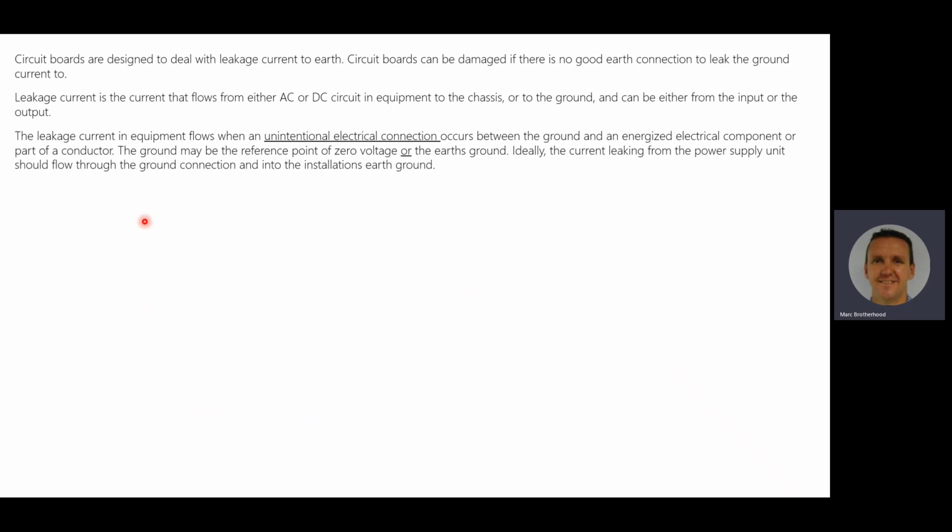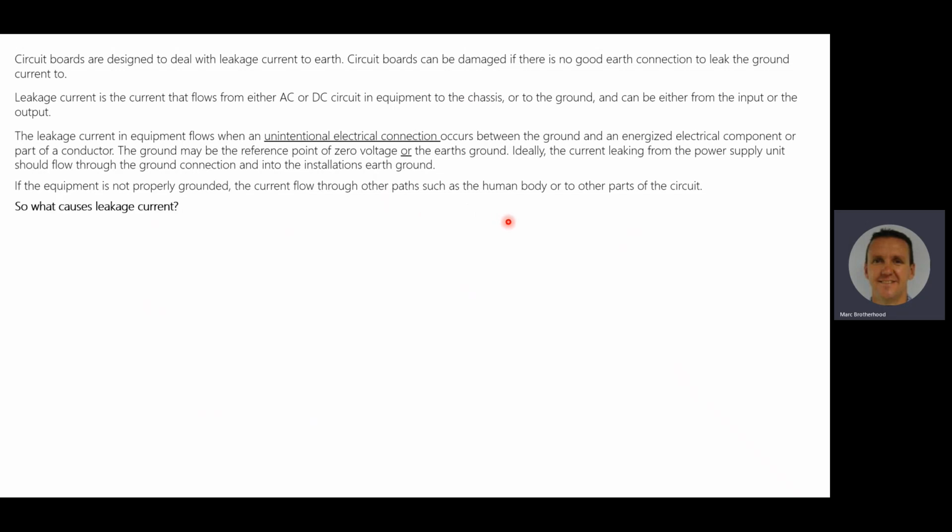The ground may be the reference point of zero voltage or the earth's ground. Ideally, leakage current from the power supply unit should flow through the ground connection and into the installation's earth ground. If the equipment is not properly grounded, the current will flow through other parts, such as the human body, or to other parts of the circuit.